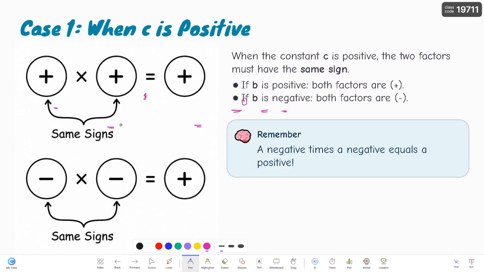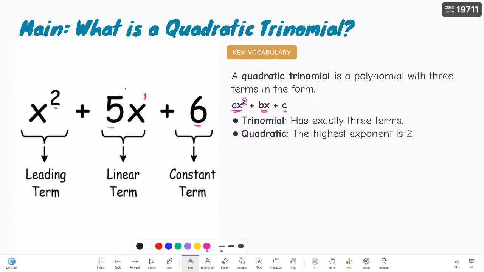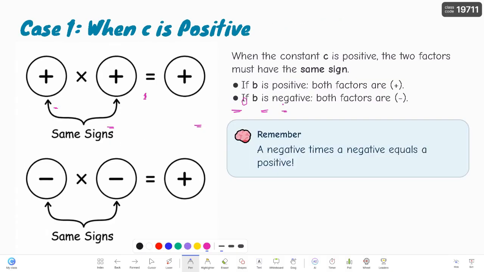So let's see what cases we have right now. The first case that we're going to talk about is when c is a positive number and a is equal to 1. In the previous example, we have ax squared plus bx plus c, which is the standard form of this expression. We're going to study what we have to do if we would like to factorize this expression when a is equal to 1 and c is a positive number. When c is a positive number, you need to focus on the c. What do we have to do?